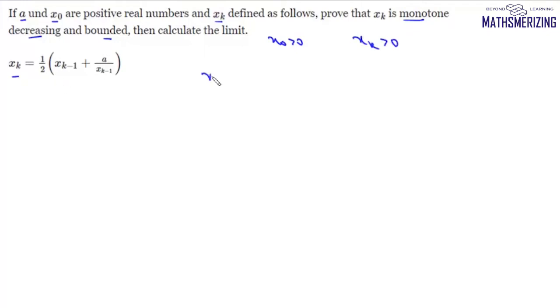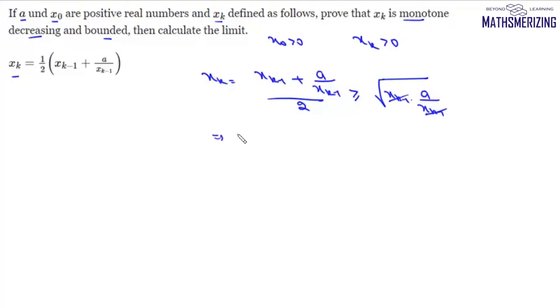Now if we write this xk as (xk minus 1 plus a upon xk minus 1) by 2, then we know that the arithmetic mean is always greater than or equal to its geometric mean, and its geometric mean will be under root of xk minus 1 times a upon xk minus 1. So this xk minus 1 will cancel. So from here we can say this xk will be greater than or equal to under root a. That means the sequence is bounded below.